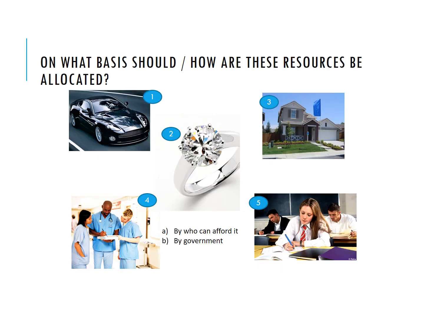Here are 5 examples that we can use to discuss. We've got, top left, a sports car, a diamond ring, housing, healthcare, and education. Now, these are all resources, goods and services made from resources that we have to allocate to people as an economy and make a decision about who should get them. Now, how should we go about allocating these things?